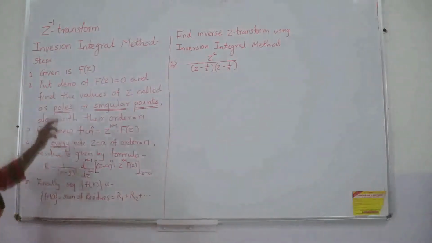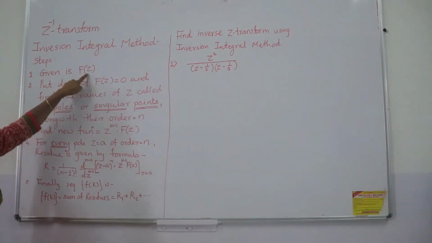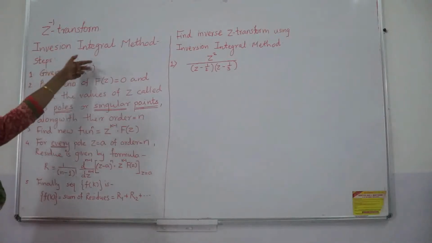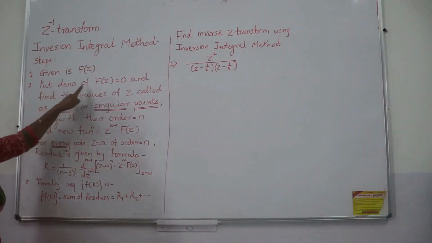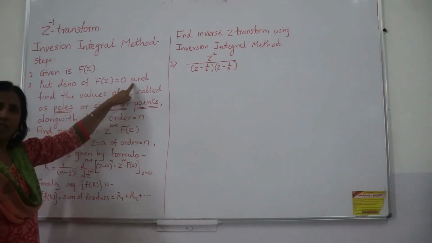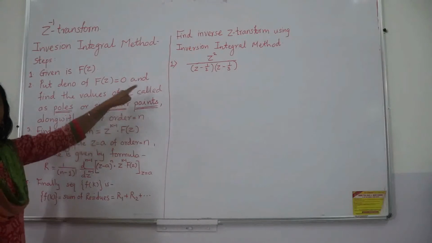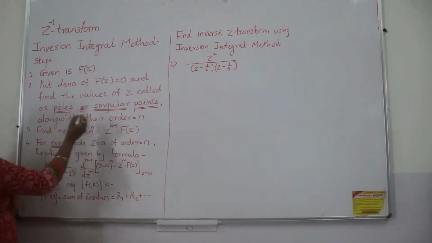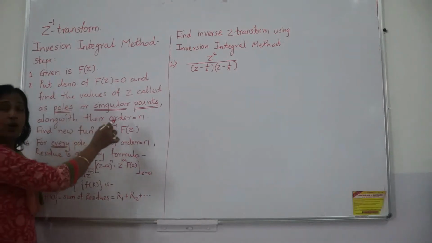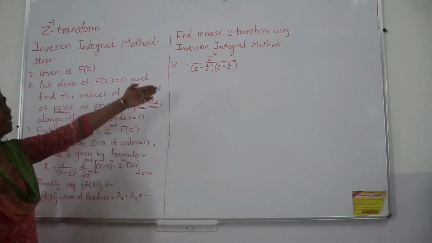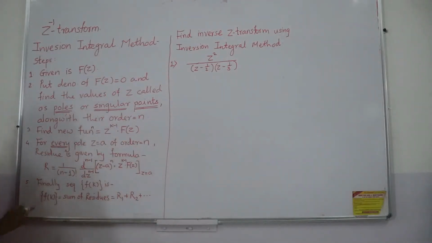So what are the steps? Inversion integral method steps. Given is the function F(z), in the form of numerator upon denominator. First of all, put the denominator of F(z) equal to 0 and find the values of z. These values are called poles or singular points, which appear along with the order n. You will see this when we go through the example. So what is a singular point and what is its order?